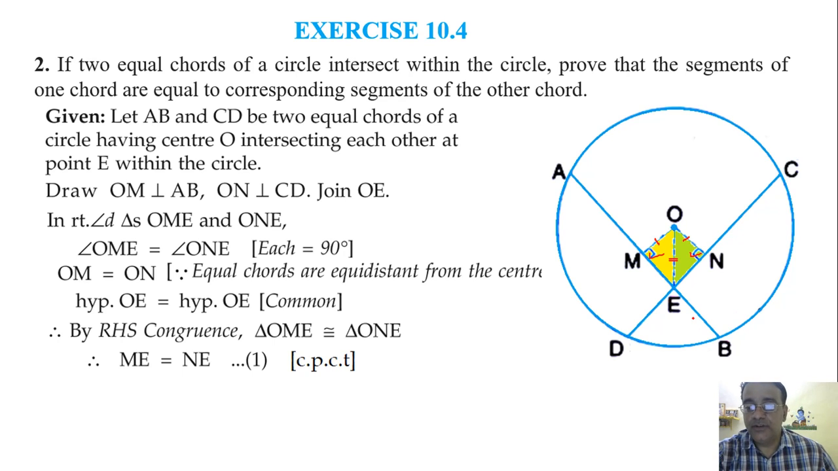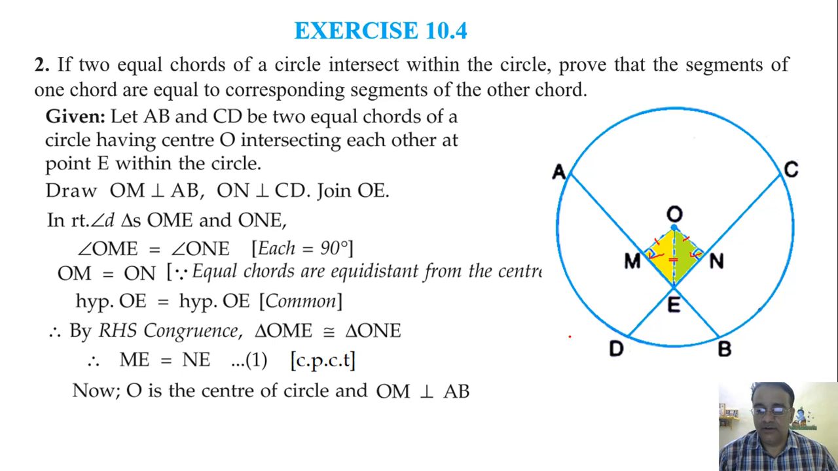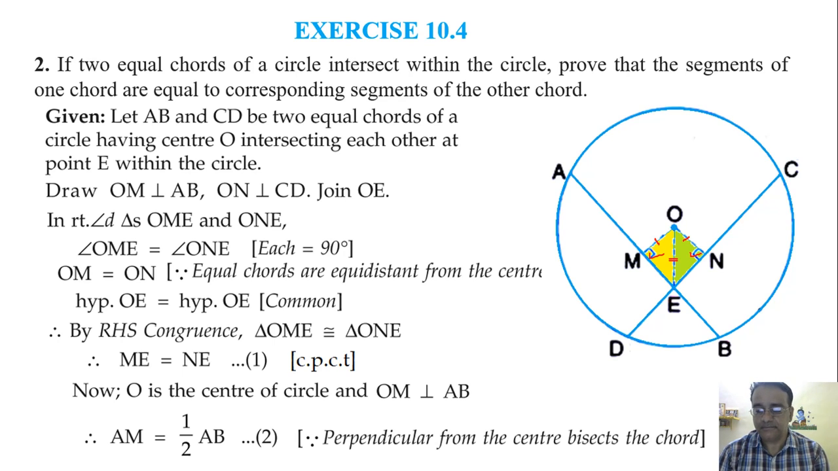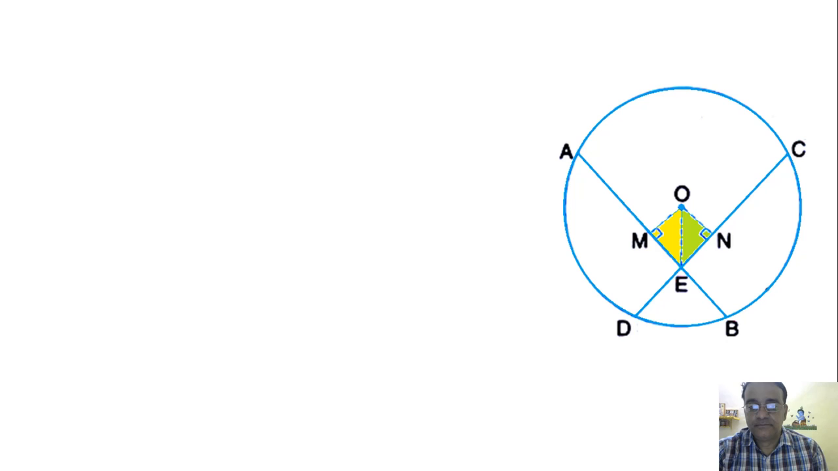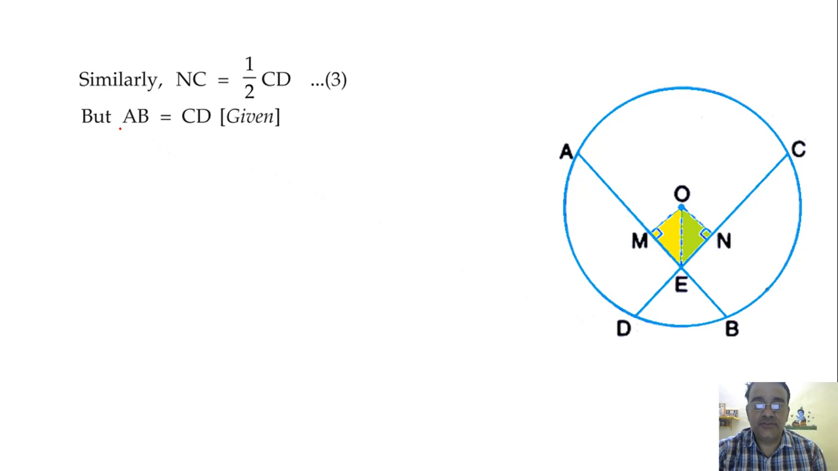Now we know that a perpendicular drawn from the center to a chord bisects the chord. O is the center, OM is perpendicular to AB, so AM is equal to half of AB. Similarly, NC is equal to half of CD. But AB is equal to CD, so half of AB will be equal to half of CD. So AM is equal to NC.